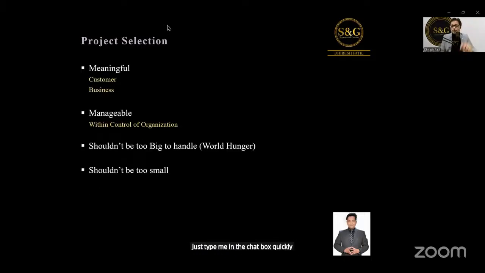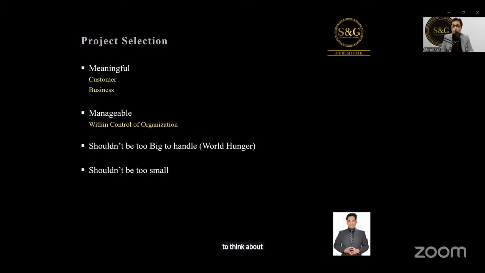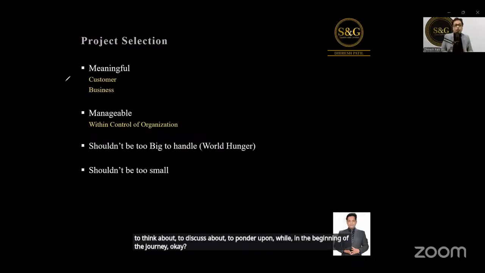Okay, quite a few. In that session, I discussed almost 15 to 20 factors which can potentially damage the project. So project selection is a very critical topic to think about and ponder upon at the beginning of the journey. Now let's talk about some of the factors we should consider before we embark on the journey of Lean Six Sigma.